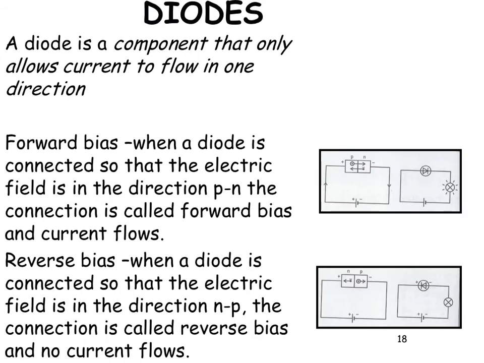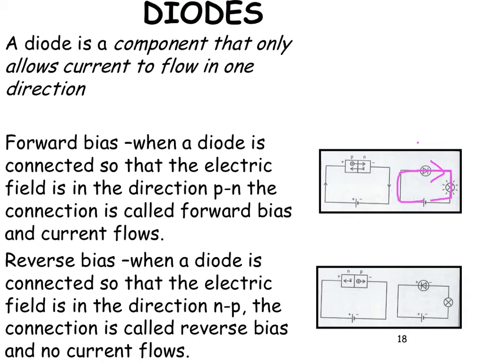Now we need to look at something completely different, and it's called a diode. A diode is a component that allows current to flow in one direction only. So what you get is forward bias diodes. If the current is flowing from positive to negative, over here, that arrow points in that direction, and it is called forward bias, and the current is able to move through that light bulb and come back.